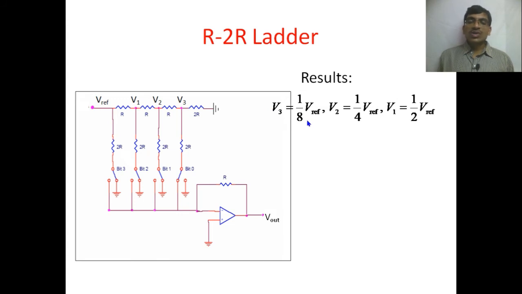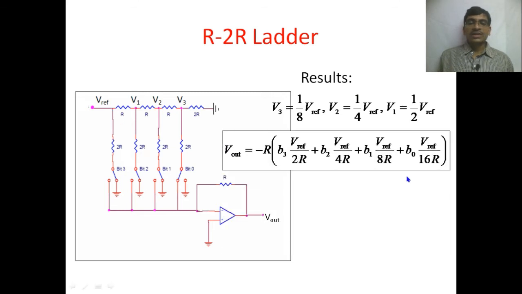Therefore V3 is equal to 1 by 8 V reference, and V2 is equal to 1 by 4 V reference, and V1 is equal to 1 by 2 V reference. Like that. Okay, here the voltage is V reference only. So the output voltage equation can be given as, we already know output voltage is equal to minus I into R.